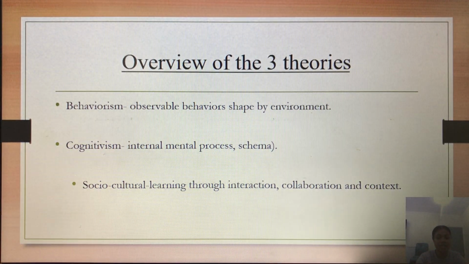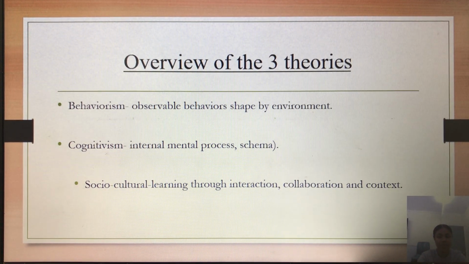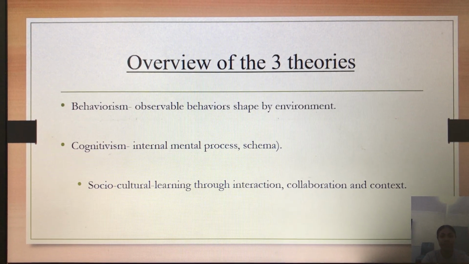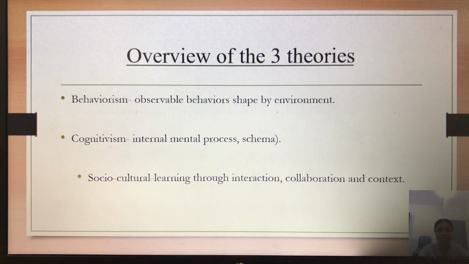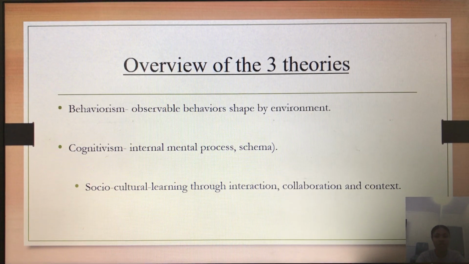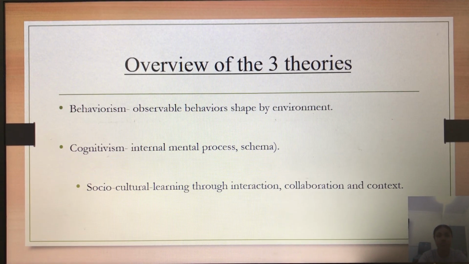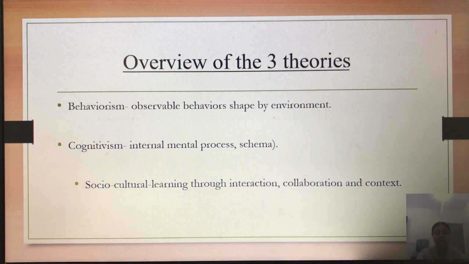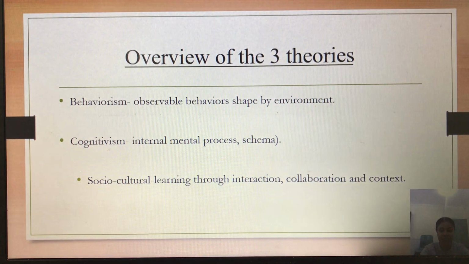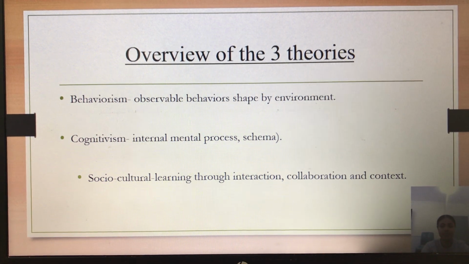There are three main theories that I cover. First one is behaviorism, which looks at observable behavior shaped by rewards or punishments. Second is cognitivism, which focuses on how the mind processes information. Third is sociocultural or social, which emphasizes learning through interaction with each other. Each theory gives us a different way to understand learning.